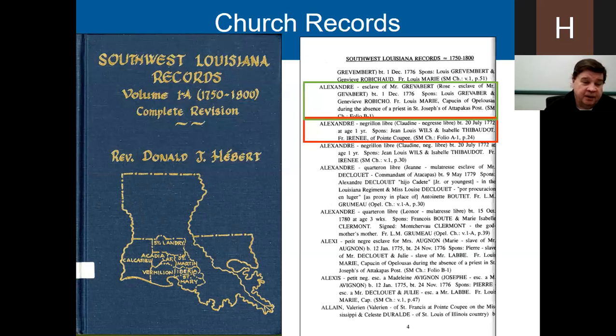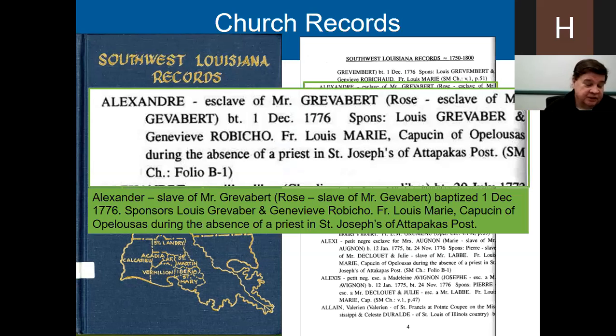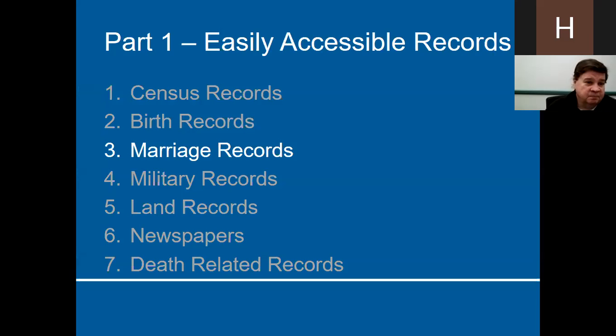Now, interestingly, right above him is another one. And this is another Alexander. This is the slave of Mr. Greveber. His mother was Rose, who was also a slave of Mr. Greveber, and he was baptized on the 1st of December, 1776. And the sponsors were Louis Greveber and Genevieve Robichaud. And he was a Capuchin monk in Opelousas during the absence of the priests at St. Joseph's Parish. So you could definitely get the original record if this were your ancestor.